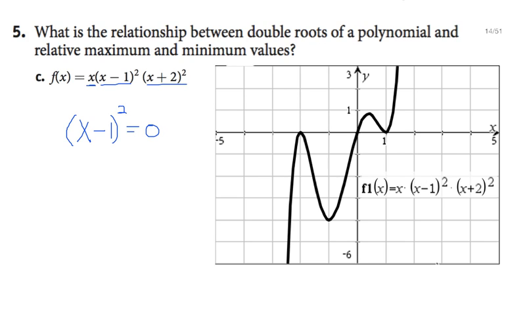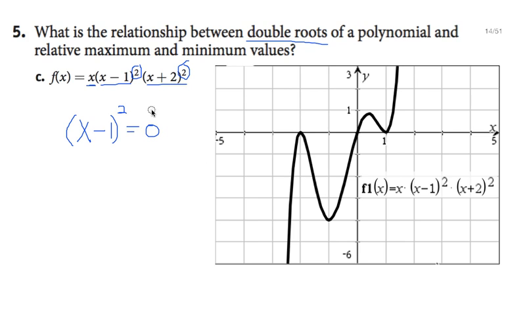Okay, so basically what we're talking about when we talk about double roots is, notice how you have the squared term here and the squared term here. What that means is that on your graph, instead of hitting the x-axis and just crossing through it, you hit the x-axis and then bounce off. Anytime you have a double root here, you would hit the x-axis and bounce off.